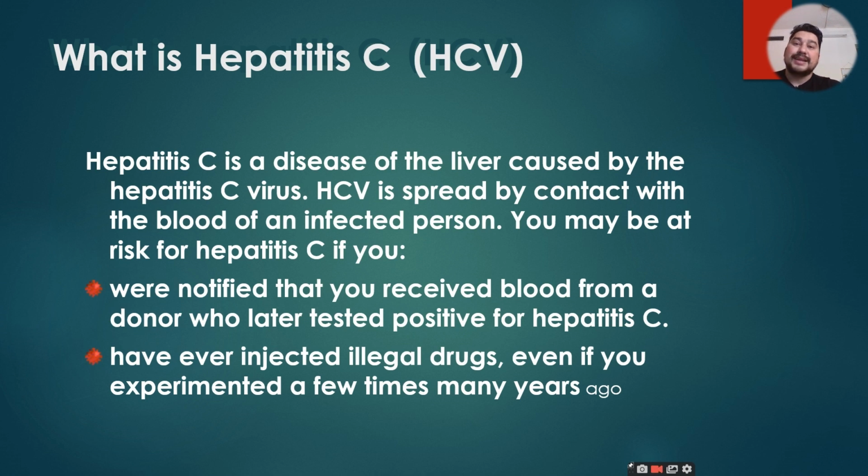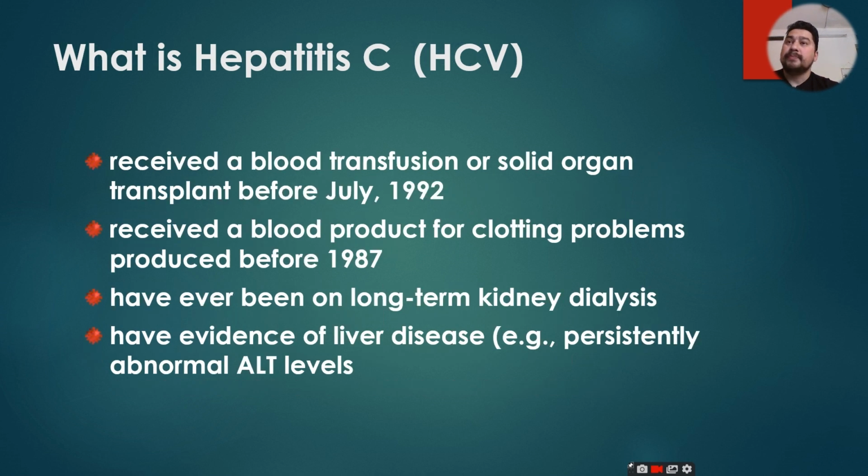Have you ever injected illegal drugs? If you have taken illegal drugs, even if you experimented a few times many years ago, there are high chances that you can be positive for the hepatitis C virus. Did you receive a blood transfusion or solid organ transplant before July 1992? Did you receive a blood product for clotting problems produced before 1987? Have you ever been on long-term kidney dialysis? Then there are high chances that you are positive for the hepatitis C virus. Do you have evidence of liver disease, for example, persistently abnormal ALT levels?